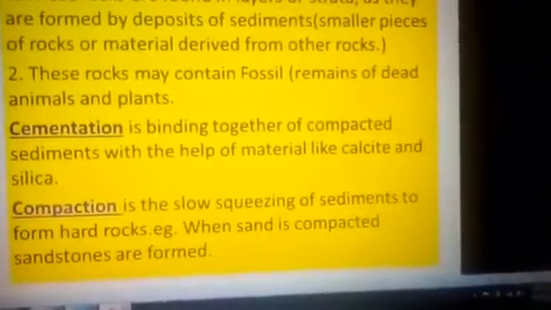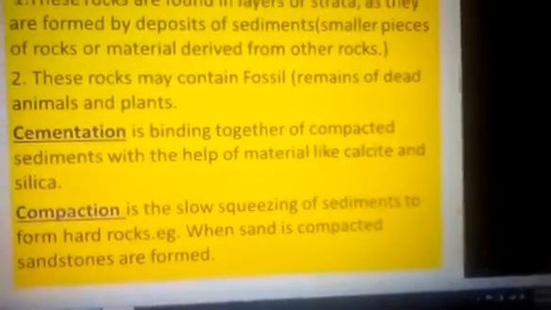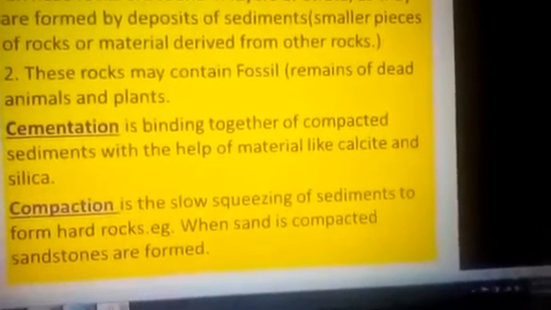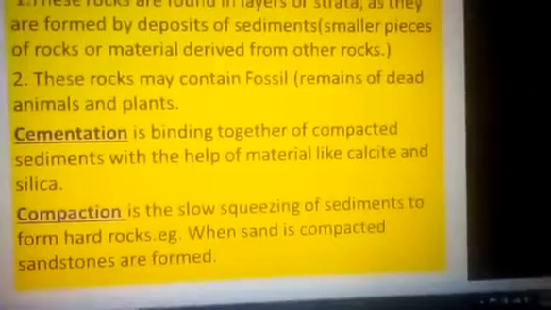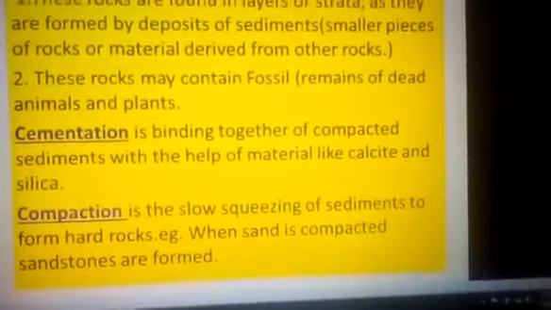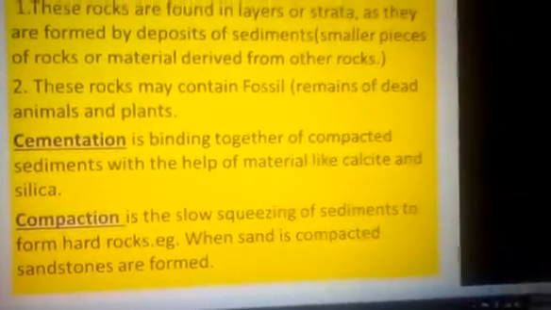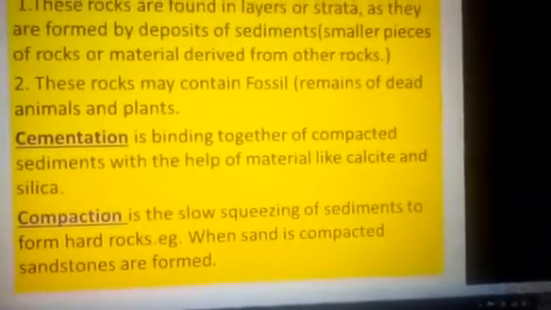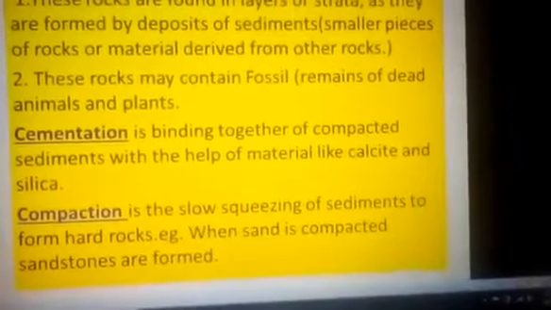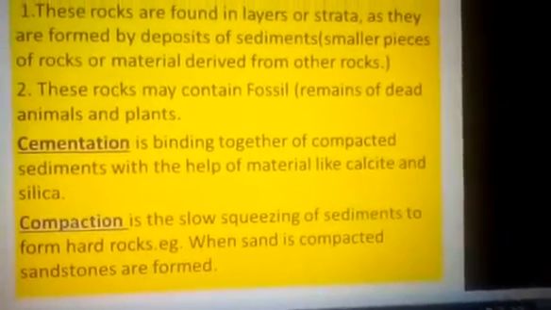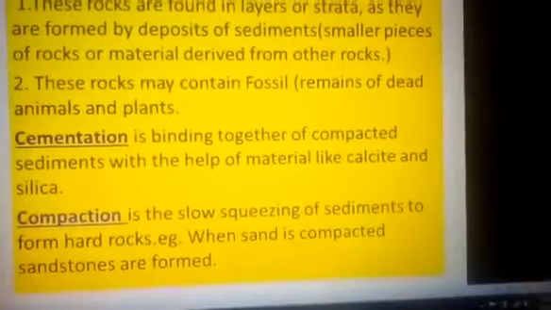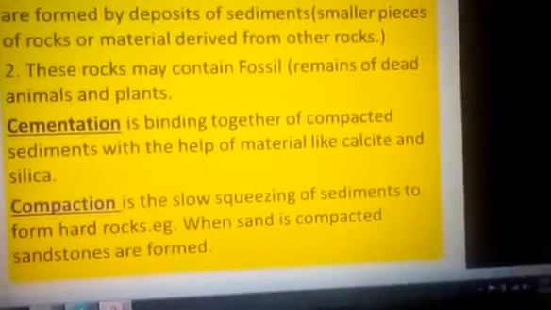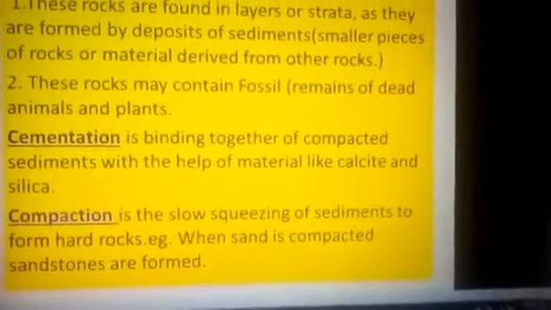Now you have already pressed the layers together, you have compressed them and compacted them, but then you need to cement them together or glue them together. There are certain materials like calcium carbonate compounds which are carried by the water, and they fill the spaces around the pieces of the sediments and glue them together to form rocks. Examples are calcite and silica.